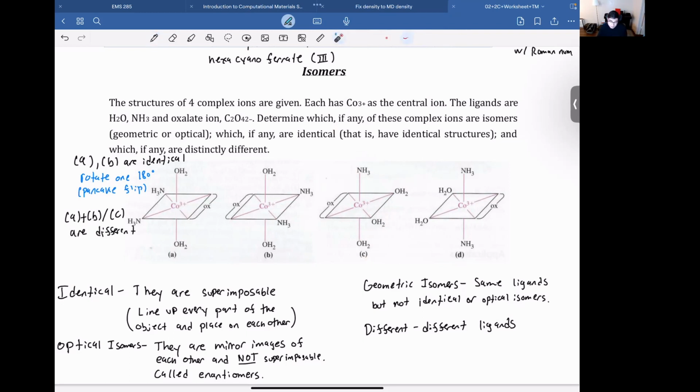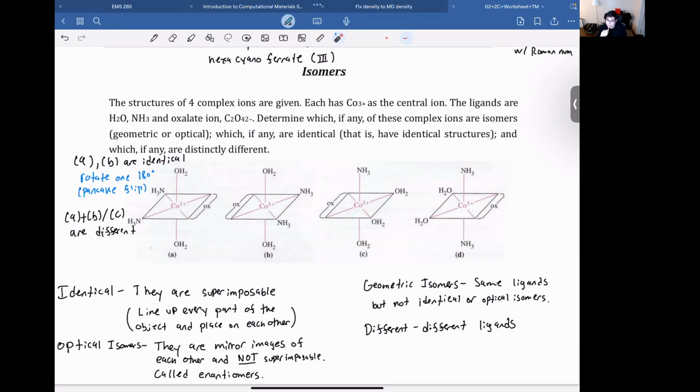Now let's go ahead and compare B to D. Looking at them, they have the same ligand attachments. So you have two waters, you have two amine groups, and you have one oxalate group. So this checks out. Now, that means that these are either going to be identical, geometric isomers, or optical isomers. Has to be one of those. They're not just straight up different. So how do you check? How do you check if two things are geometric isomers or optical or identical?